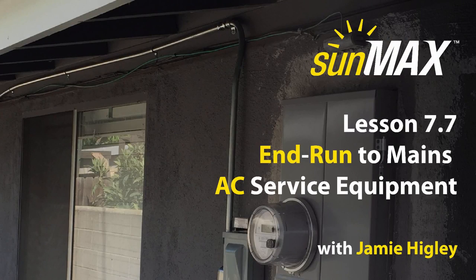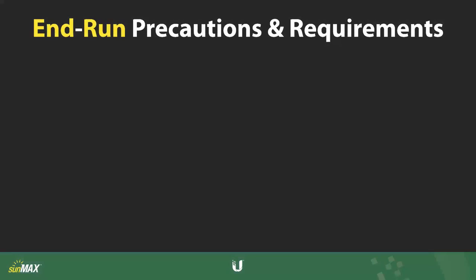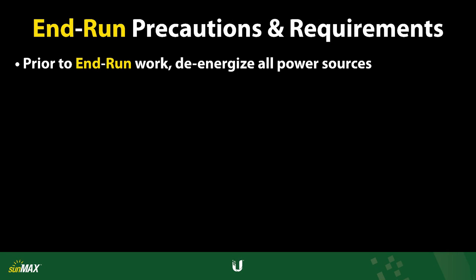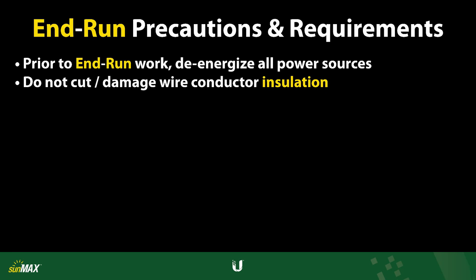Lesson 7.7: End run to mains AC service equipment. When working on the end run, it is vital that the main breaker and any alternative power sources are turned off so that the AC circuit is de-energized for safe work conditions. Also, be careful not to cut or damage the insulation of the wire conductors when preparing the end run.